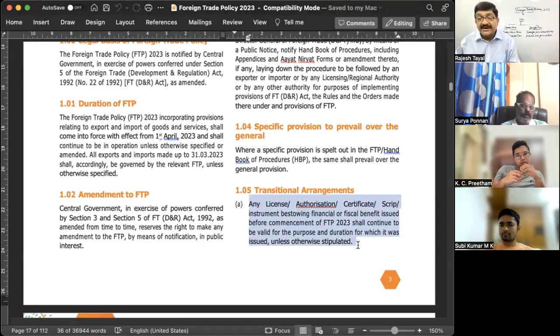Right. So generally, authorizations are valid for a period of 12 months. EPCG scheme is valid for 18 months. So some EPCG license has been issued in the month of January 23. That is going to be valid till the 30th June 24. So whether that will be governed by the foreign trade policy 23 or the earlier foreign trade policy, it will be governed by the old policy, not the new policy.